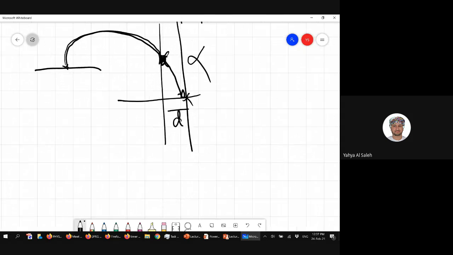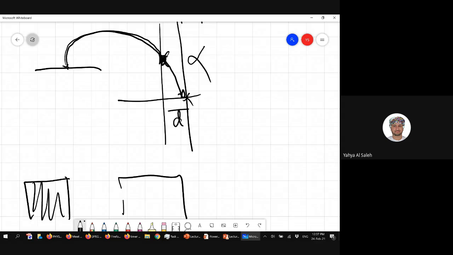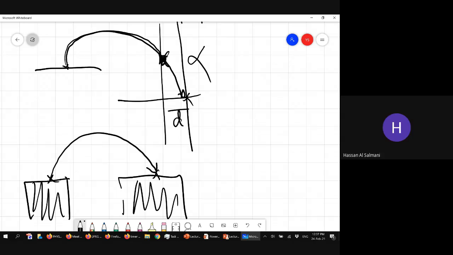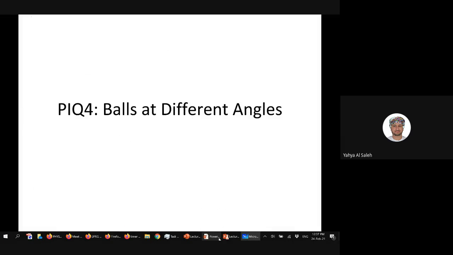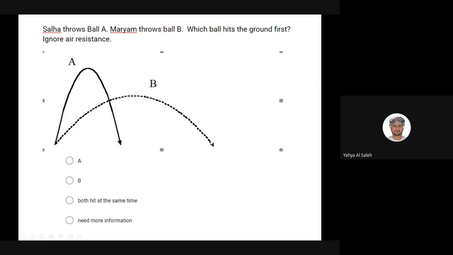Okay, what if I throw something from the top of a wall to the top of another wall? It can be. It could be. This can be because they are on the same level. Yeah. This is very important. Okay. Excellent.